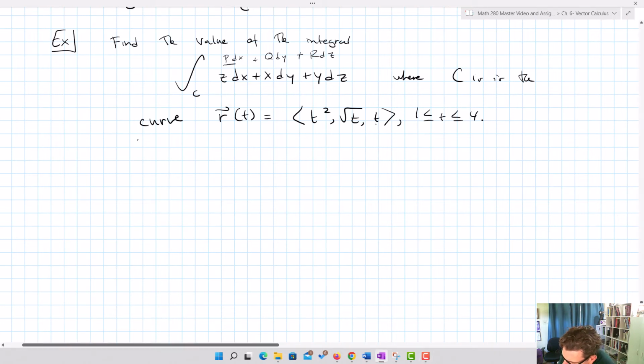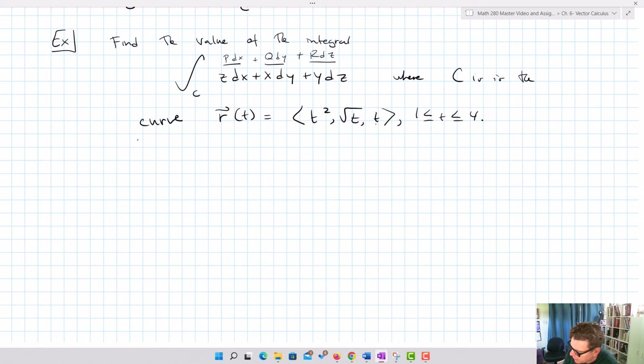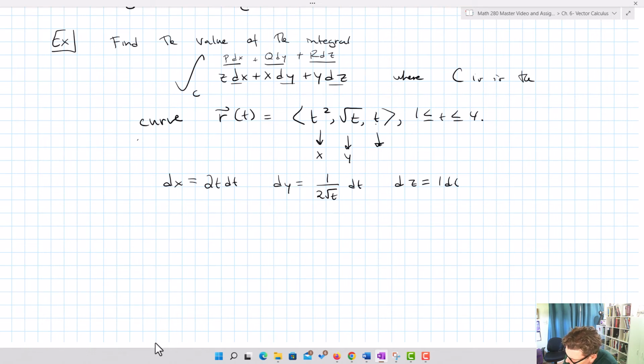Now, what you'll see is that this is the form P dx plus Q dy plus R dz. And r of t is going to equal t squared, root t, and we'll evaluate for t greater than or equal to 1 and less than or equal to 4. So this is my x, just to remind you, this is my y, and this is my z. That's my parametrization. So I just need to find dx, dy, and dz. Well, for dx, we take the derivative of x with respect to t. It's going to be 2t dt. dy is going to equal 1 over 2 root t dt. And dz is then just going to be 1 dt.